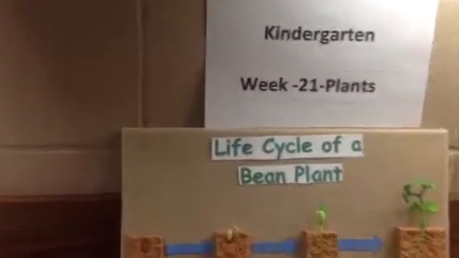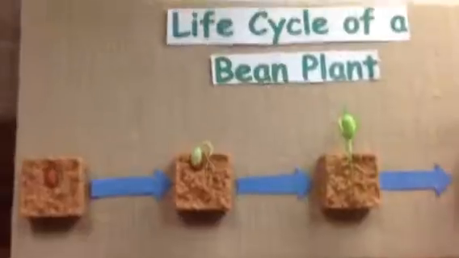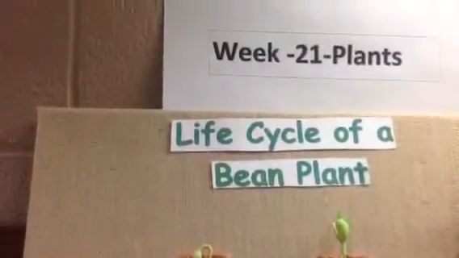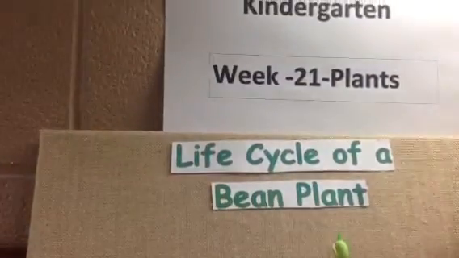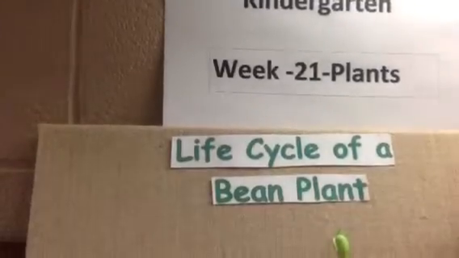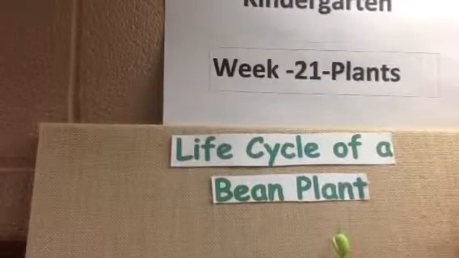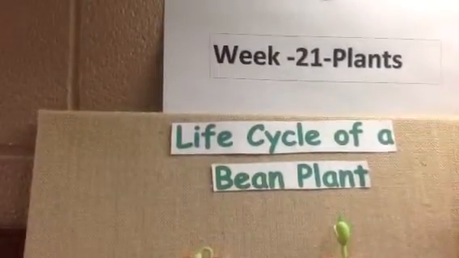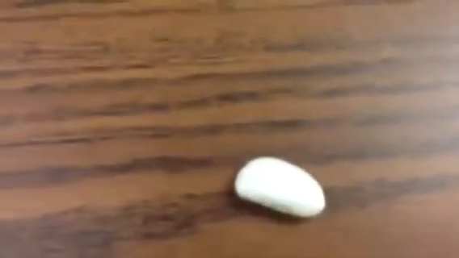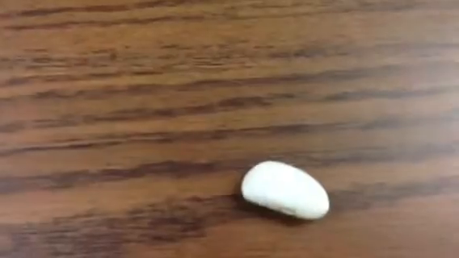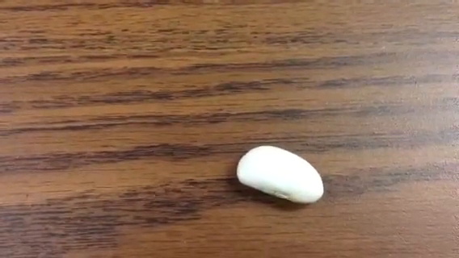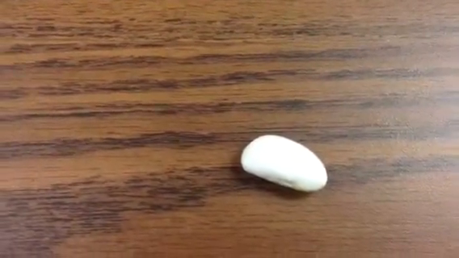In your 10D, it says observe changes that are part of a simple life cycle of a plant: seed, seedlings, plant, flower, and fruit. So I'm going to start with this little seed here. But I'm not going to tell the kids what it is. I want them to observe it.